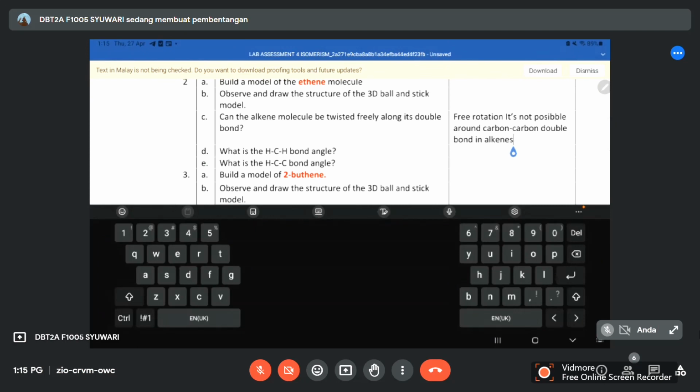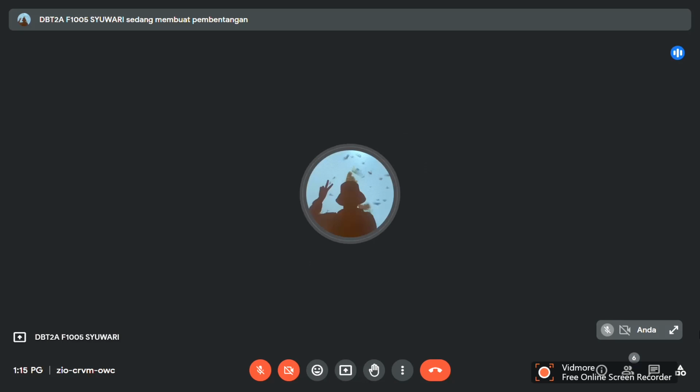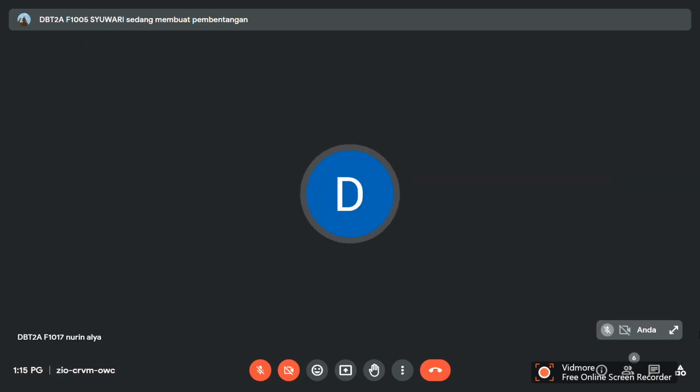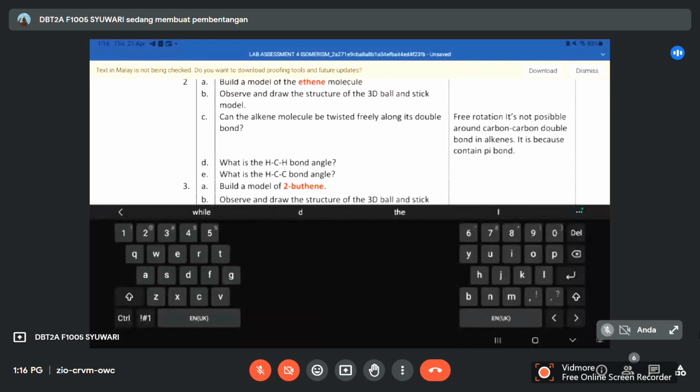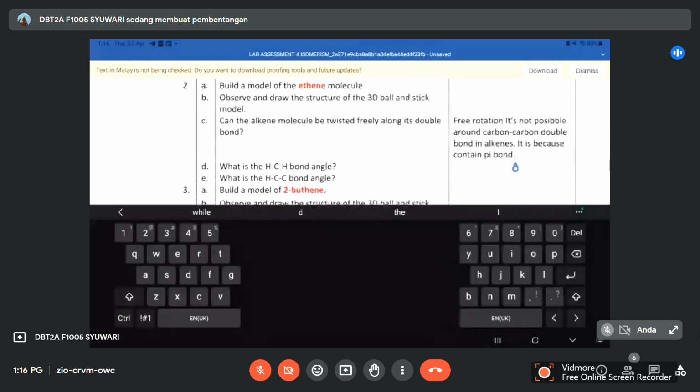Other than that, why is free rotation not possible? It is because it contains a pi bond. That is a pi bond. Sorry, pi bond. It's okay. So we already answered question 2C.